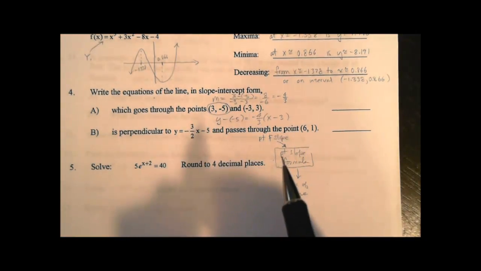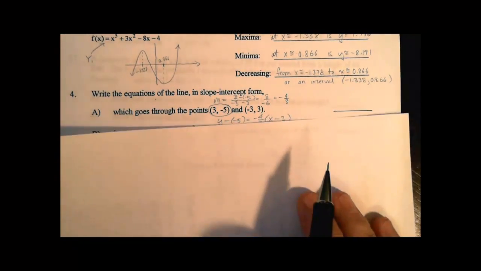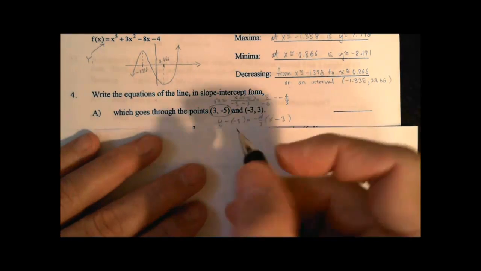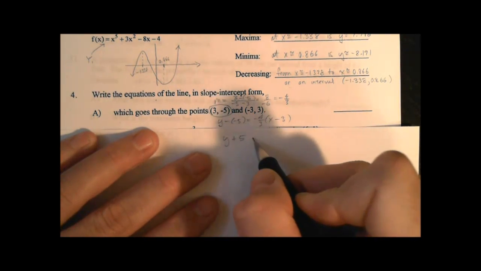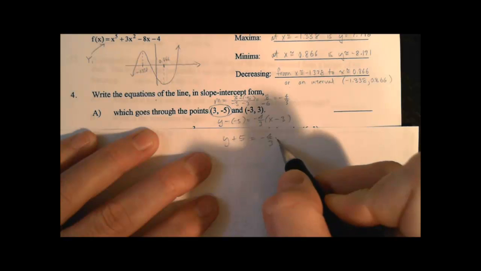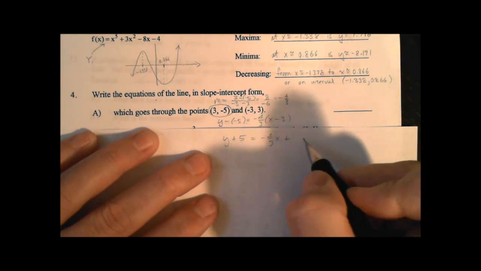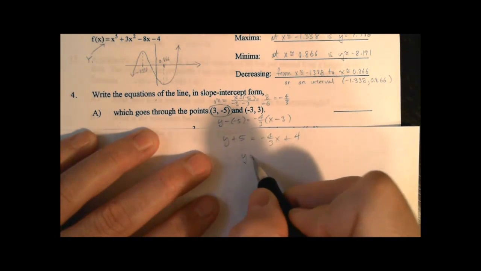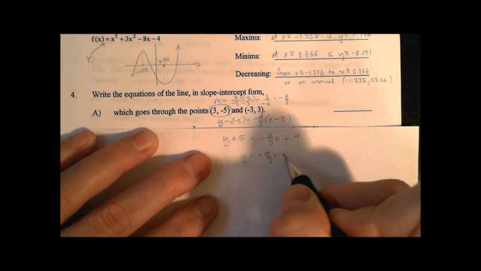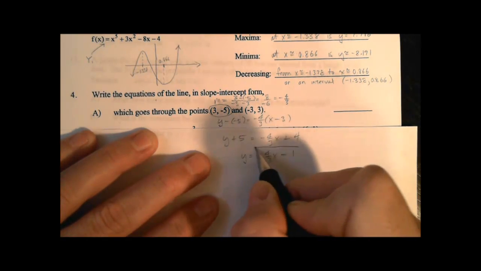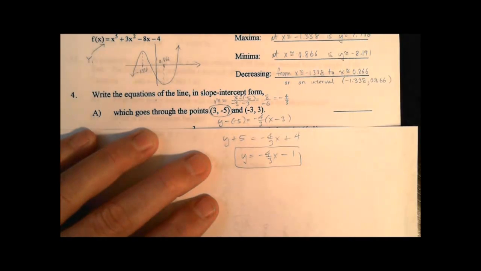All we need to do is clean it up, and I'll do that on a separate piece of paper real quickly. We have y plus 5 equals -4/3 x plus 4. Y equals -4/3 x minus 1 would be the final answer here. And you can check that it goes through 3, -5, and it goes through -3, 3.